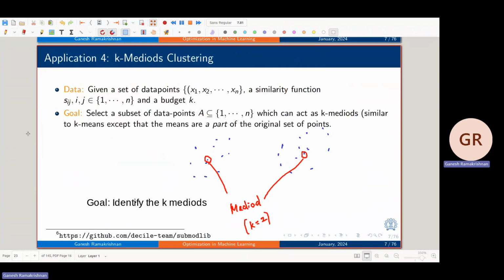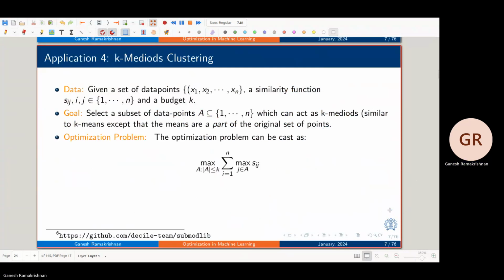And then what do I want to do with respect to all the A's? What kind of facilities do I want to pick up? What kind of k-medoids do I want to pick up? This whole thing should also again be maximized. You understand? Right? So max over A, max over S_ij, a summation in between.